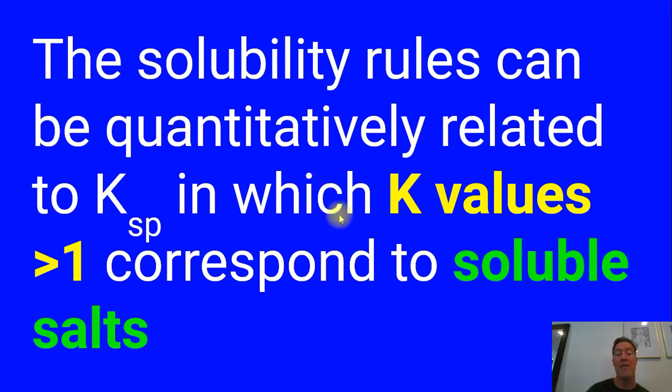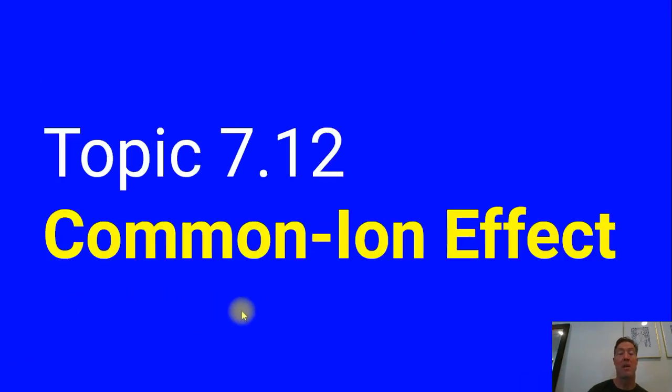So K values greater than 1 correspond to very soluble, essentially 100% dissolvable salts. K values that are less than 1 indicate only slightly soluble.